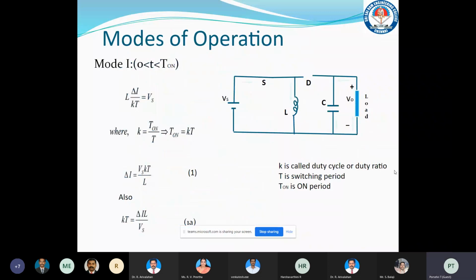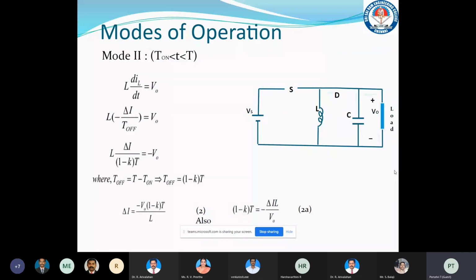And during mode 1, we can write the inductor voltage as L into del I by KT, that is equal to Vs. So we can write del I is equal to Vs into KT by L, and KT is equal to del I L by Vs.